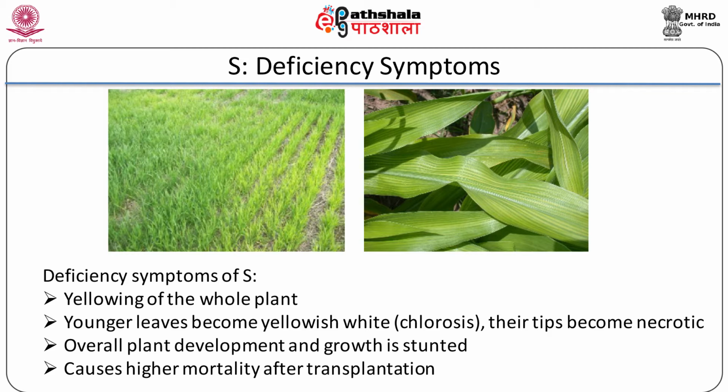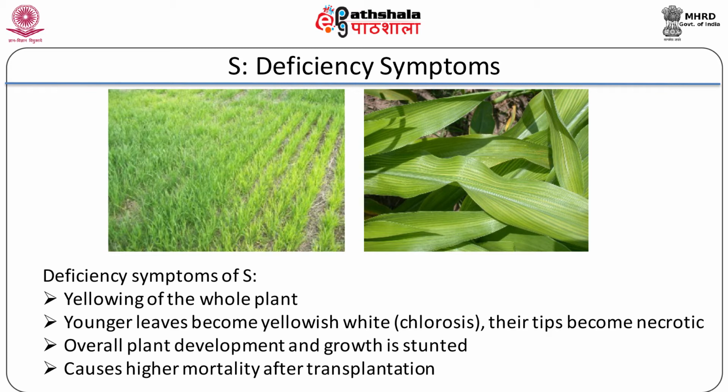Sulfur is not readily mobilized in most species, and the symptoms tend to occur initially in the younger leaves. Following are the deficiency symptoms of sulfur observed in many plant species. The first one, it results in yellowing of the whole plant. Younger leaves become yellowish white, that is, they develop chlorosis, and their tips become necrotic. Overall plant development and growth is stunted. Sulfur deficiency causes higher mortality after transplantation.